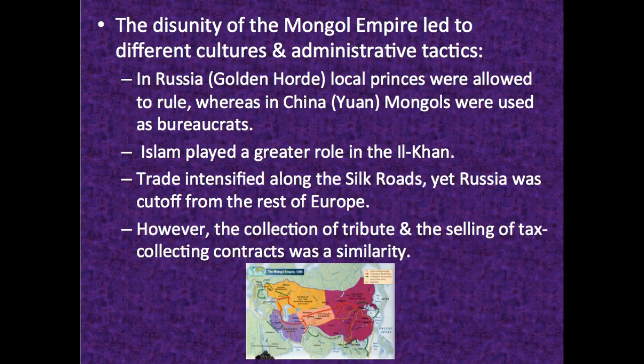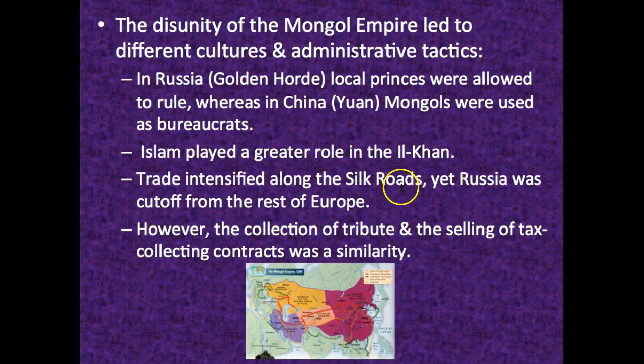The disunity of the Mongol Empire leads to a lot of different cultural and administrative tactics. In Russia, for example, you have the Golden Horde. This is where the Mongols actually allowed local princes to rule. However, in China, the Mongols were used as bureaucrats. This is during the Yuan dynasty. Islam also begins to play a greater role in the Ilkhan, and we'll talk a little bit about that when we discuss the Mongols for chapter 14.